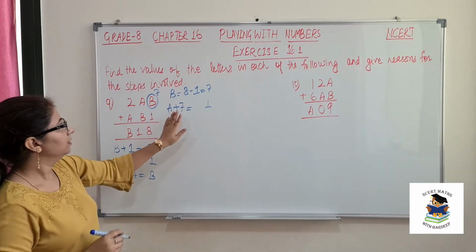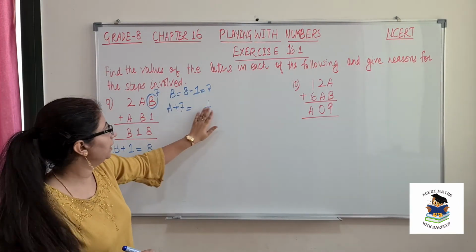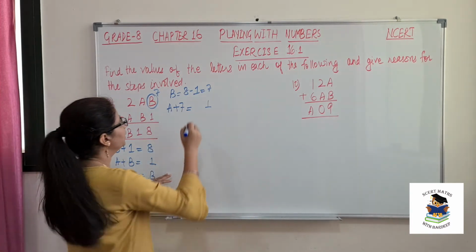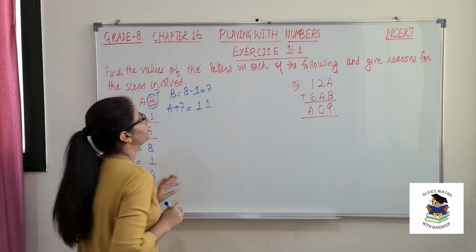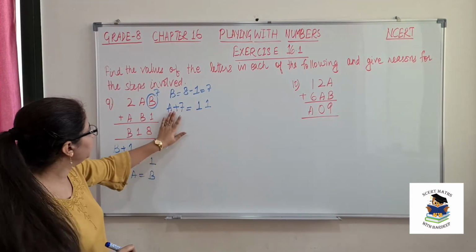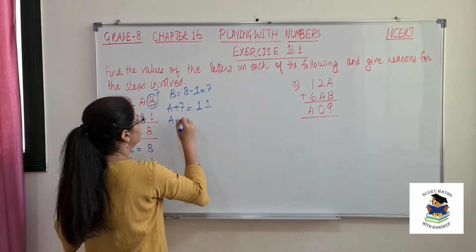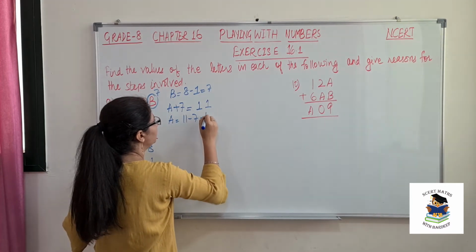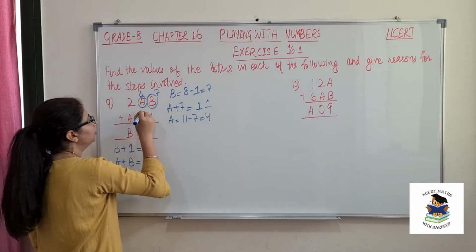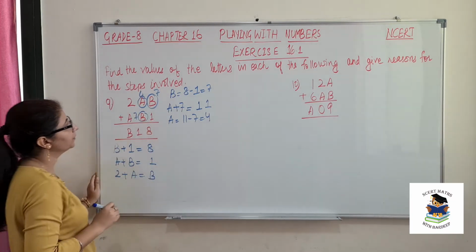That is A plus 7 should be equal to 1. So again, when we add something to 7, we cannot get 1. We will get 11. Okay, so it should be 11. So 4 plus 7 is 11. So that means A is equal to 11 minus 7 is 4. So A can be replaced with 4. This is our 7. Okay.